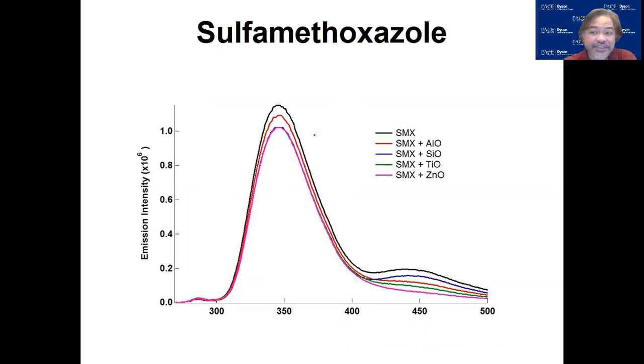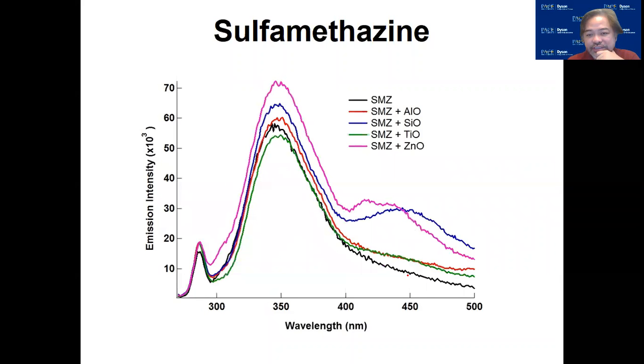So there's a reduction that we observe in the sulfa. Okay, so here, sulfamethoxazole, those that were added with nanomaterials, they have less intensity compared to the one that is solution. But the one that we observe that's changing is around here. But as you can see, there's also a decrease here in the emission intensity.